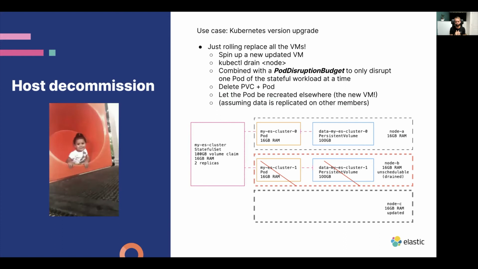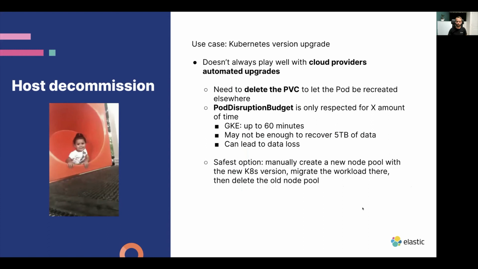So that's what we have here, with this red box representing a node that is being drained. And before that, we replaced that node with a new node using the new Kubernetes version. Now, unfortunately, things are not that easy. First, we've seen that something needs to delete the PVCs, because that's not done automatically, right?